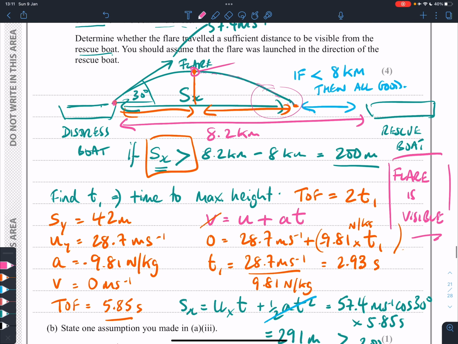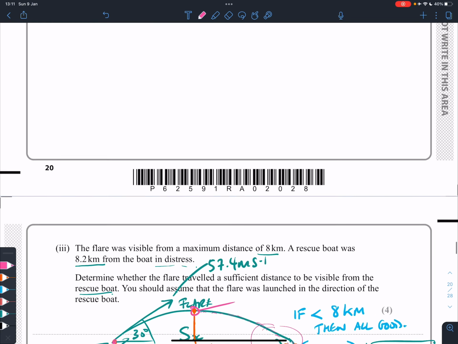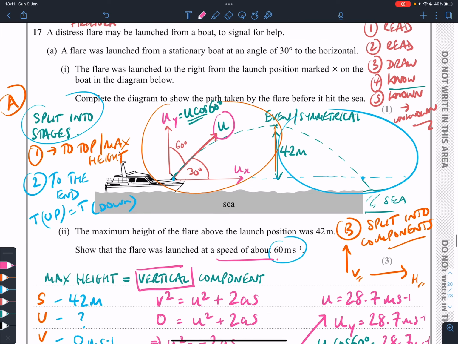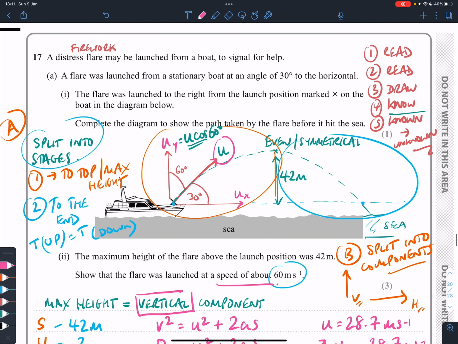Okay, so that's the calculation question, mechanics, and step by step how to do it and thinking about it. And you could argue that I'm going a bit slowly, but I think it's important that you know what I'm doing.